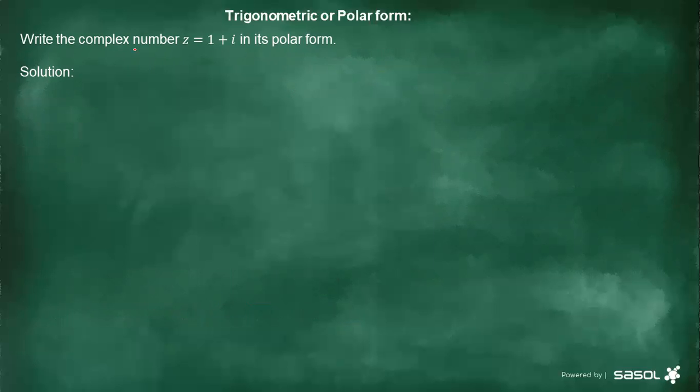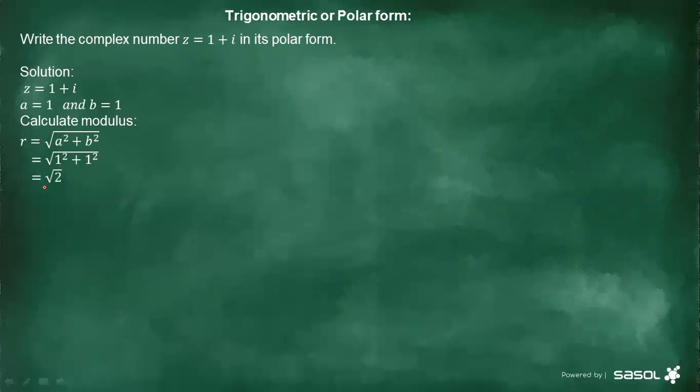Write the complex number, or we can say write the rectangular z equals 1 plus i in its polar form. Now the solution, and this is the complex number in rectangular form, and then we take the value of a, which is positive 1, the value of b, which is 1. And thereafter you calculate the modulus. That's first the value of r. We substitute the values, and then from there you press your calculator. Then the value of r is square root of 2.